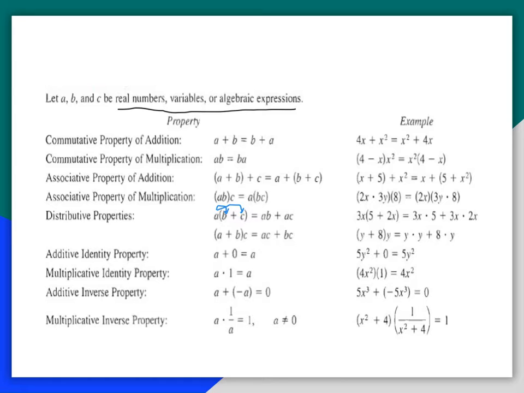With the multiplicative inverse property, we're looking for the reciprocal of our value. So that when we multiply our two values together, our first value and its reciprocal, which is what we get when we flip that fraction, we obtain a value of 1. And of course, because here we're dealing with a fraction, A cannot be equal to 0.